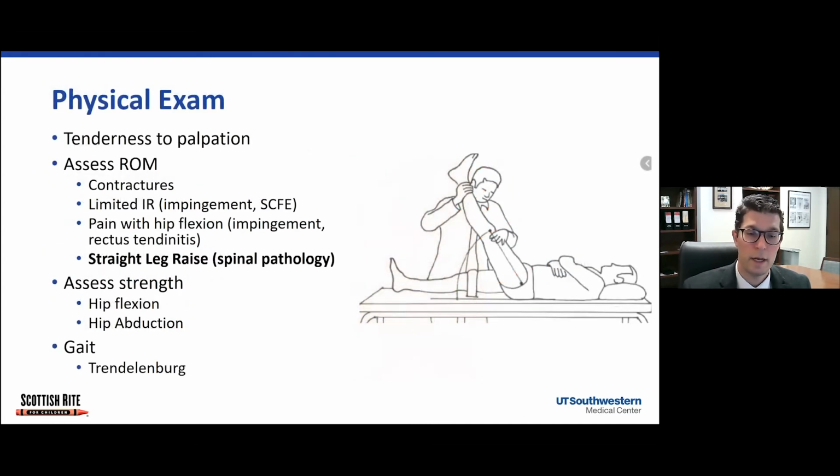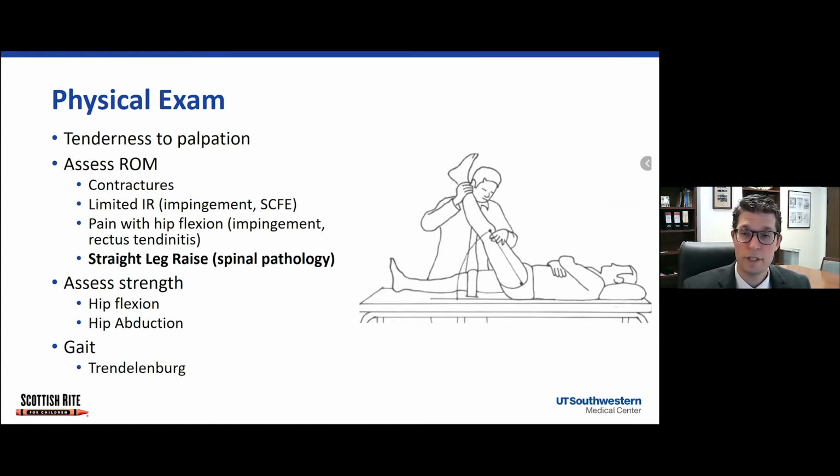On exam, again, I'll try and reproduce their symptoms by palpating around their hip. And that can help you figure out, do they have tenderness to palpation specifically over a bony prominence like the greater trochanter or one of their apophyses? Or do they have tenderness specifically over the groin, suggesting maybe there's something more related to inflammation of the rectus tendon, or perhaps iliopsoas, or intra-articular pain.